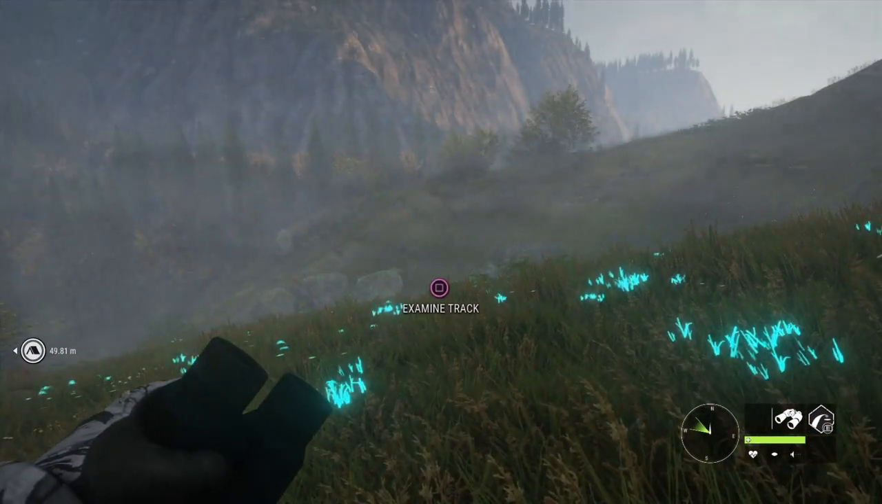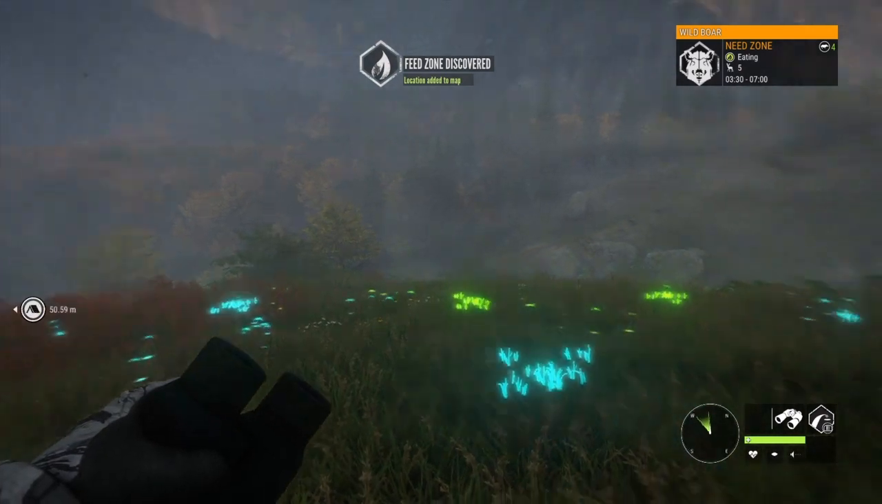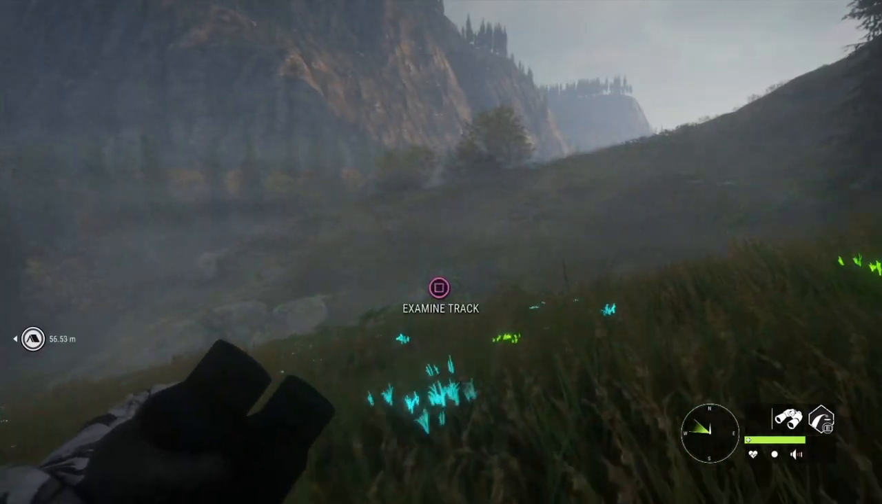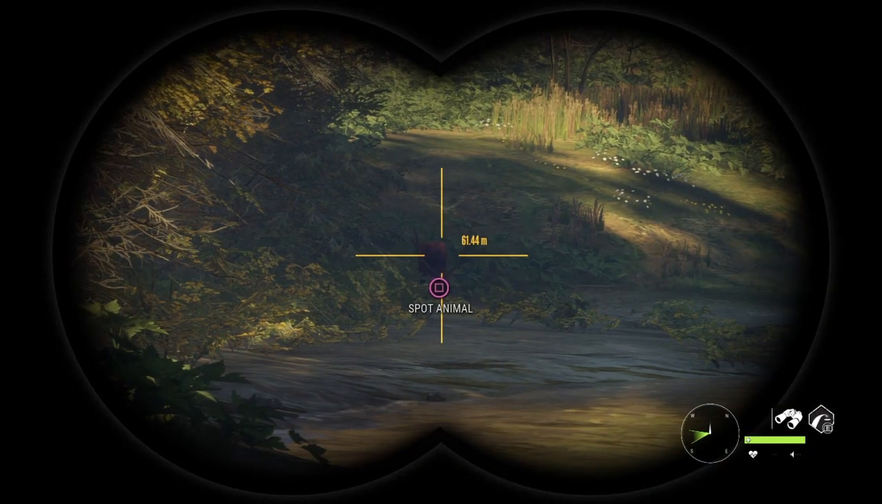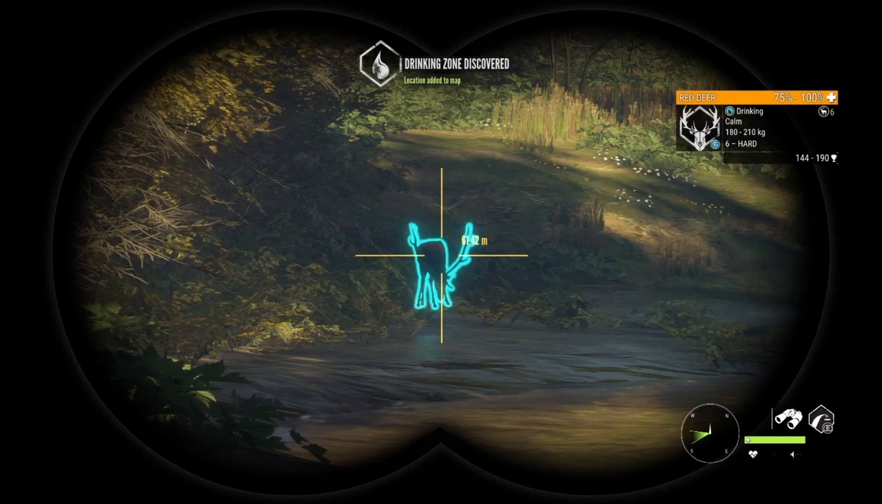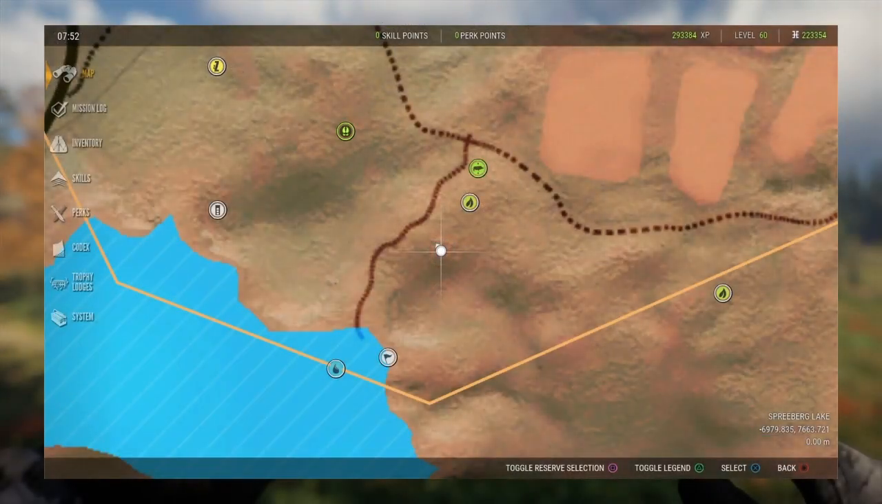Well, there are two ways. The first way is by examining a track. It will put it on our map. And the second way is by spotting an animal, and that will add that need zone to your map as well. So now that we know how to put them on the map, what comes next?